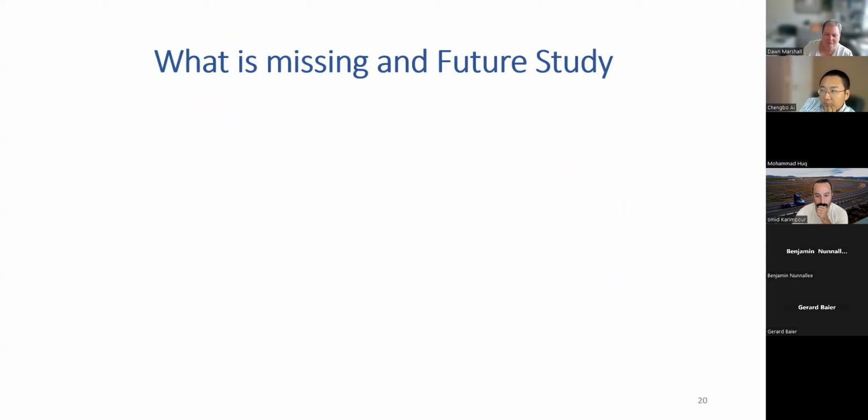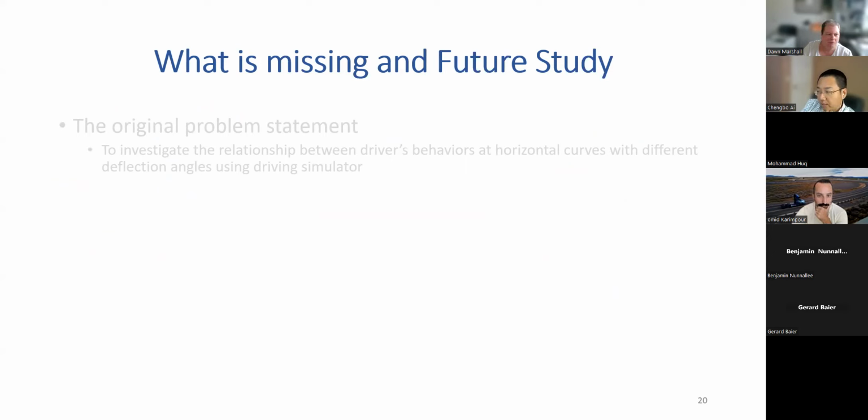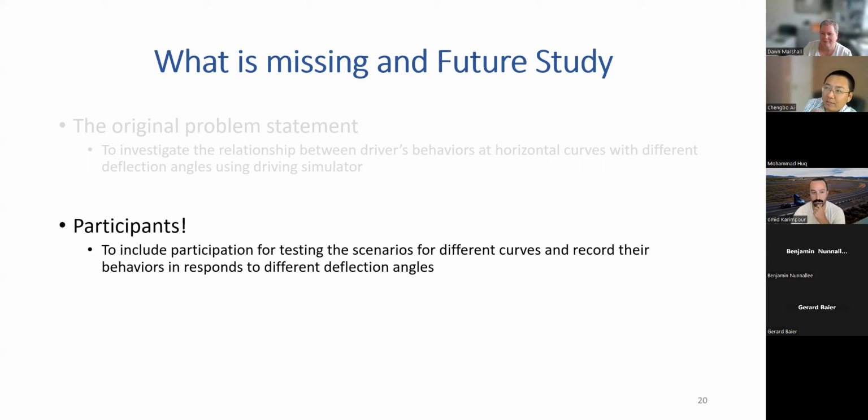So what's missing in the future study? As I mentioned in the original problem statement, we didn't have any participants, because at the beginning we didn't have participants because of COVID. I mean, I always put the blame on COVID, right? But that's good in the sense that we had the luxury to develop the tools. But to make sure this actually works at a larger scale, let's say in a full cabin driving simulator as was originally proposed, we do want to include participants for testing these scenarios.